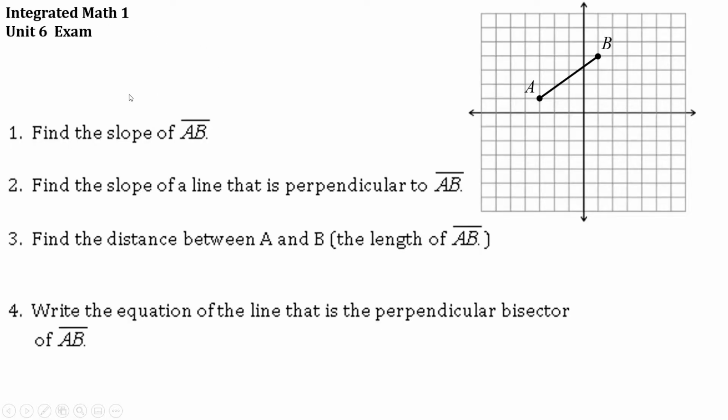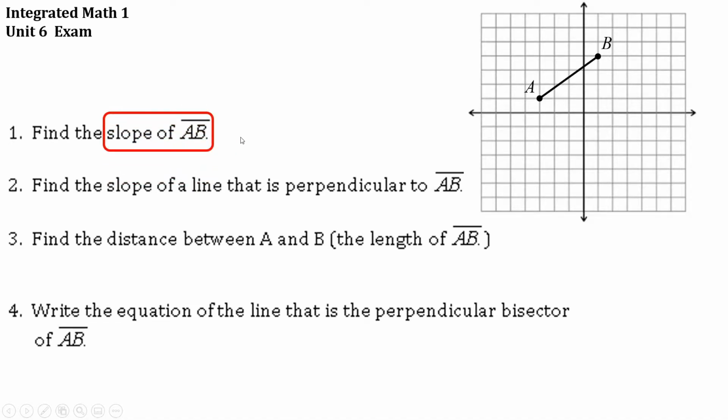Okay, this is a presentation of the Integrated Math 1 Unit 6 exam. And for the first four problems, we're using the graph of segment AB over here on the upper right. And number one simply asks us to find the slope of segment AB.